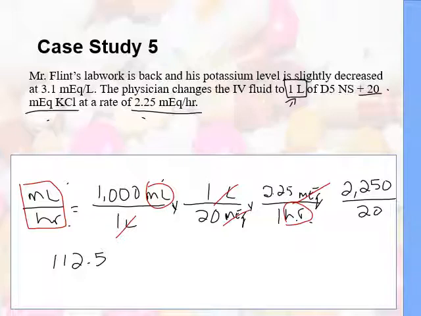For pediatric IVs, heparin IVs, I will tell you to round to the nearest tenth, but that is nowhere in these directions. So you must round to a whole number. Here's the tenth position. This is 5 or greater, so you need to round up, which means our answer is 113. There's your label, milliliters per hour.